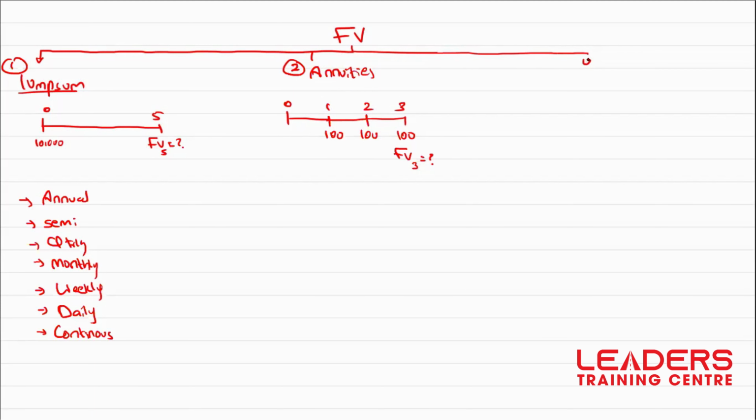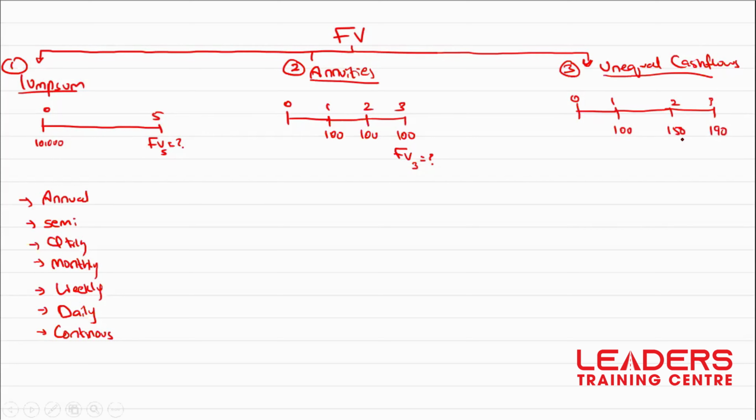Our third section is going to be future value of unequal cash flows. Here is how you can look at it. You're investing 100, 150, and 190. How much would this become by the end of the third year? That is what we are looking to find. So these are the 3 sections we would be discussing under future value, and almost the same sections would be covered under present value as well.